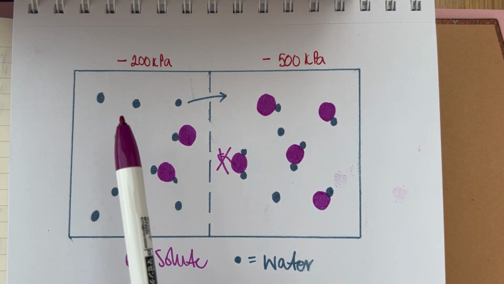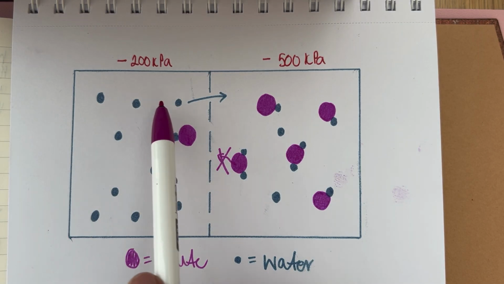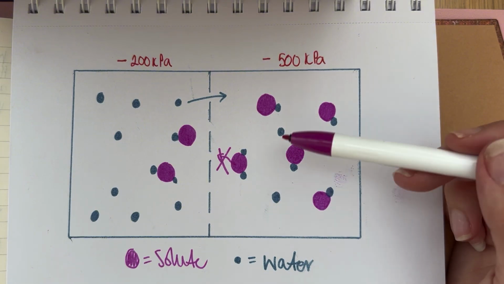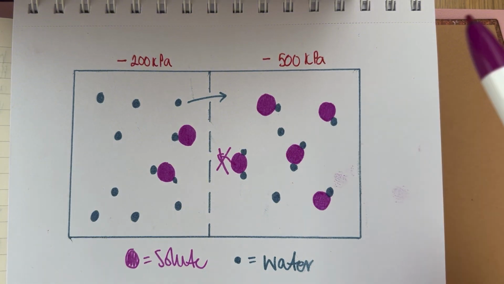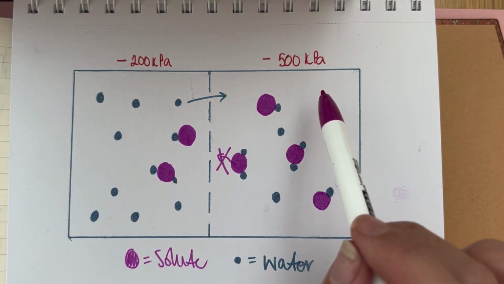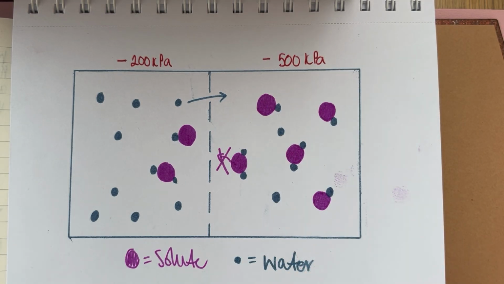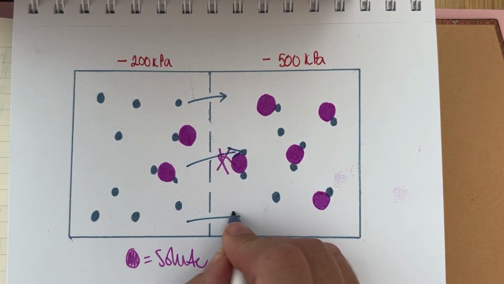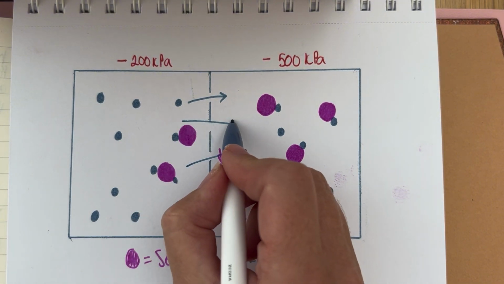And on this side, the minus 200 kilopascals, there's still quite a few free water molecules which will be able to move. Whereas on this side, there's far fewer free water molecules which are able to move. So the solute is having a negative effect on the water potential. And that means that the net movement, the overall movement, will be from the minus 200 to the minus 500.